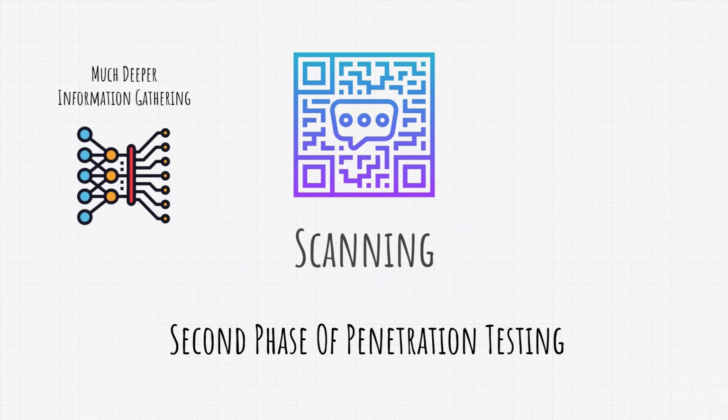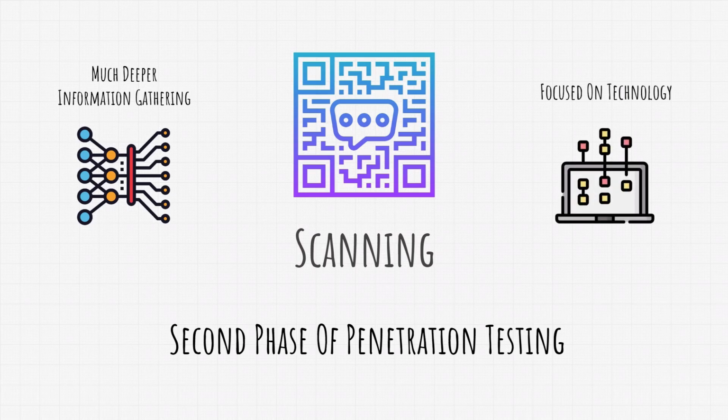And also, while in the first phase we gathered all kinds of information such as emails, phone numbers, and a bunch of other things, in scanning we are mainly focused on the technology side. So we want to find out as much as we can about our target's technical aspect. We're going to talk in just a second about what exactly we are looking for in this stage and what the goals of this stage are.